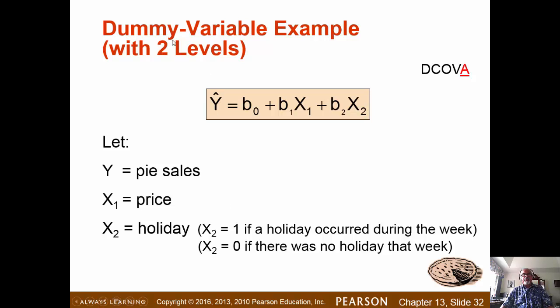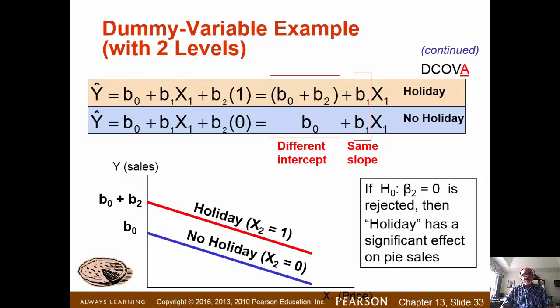So here is an example. Suppose we have 2 independent variables: x sub 1 is the price of the product, and x sub 2 is whether the week contains a holiday, as this is weekly sales. That would be 0 if a holiday did not occur, 1 if a holiday did occur.